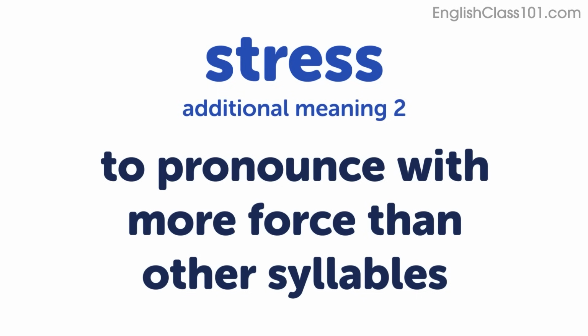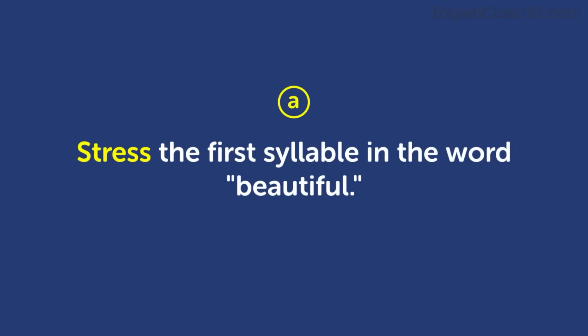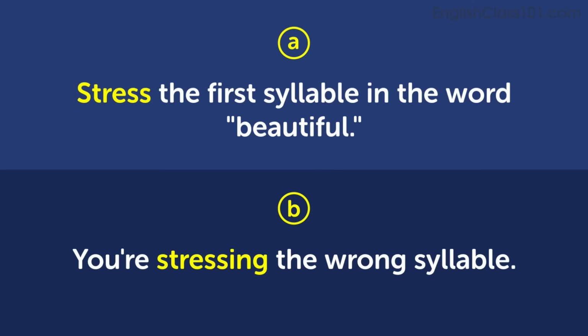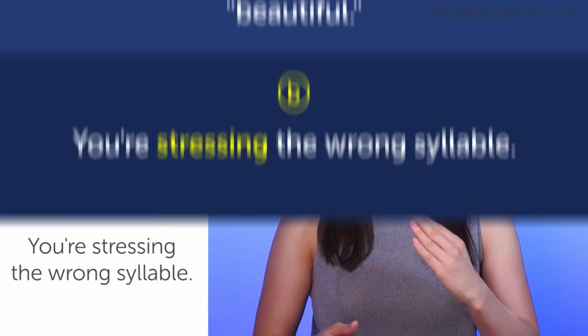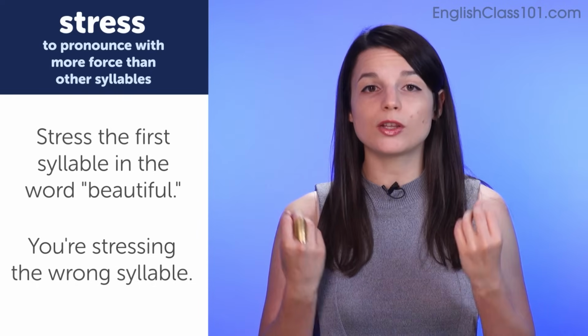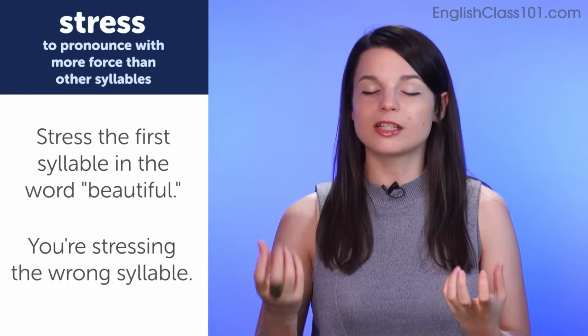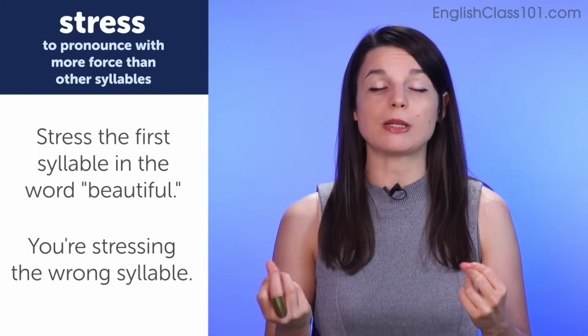The second additional meaning is to pronounce with more force than other syllables. Some examples. Stress the first syllable in the word beautiful. You're stressing the wrong syllable. So this use of stress means emphasize, yes, but we use this when we're talking about speech. So there are different parts of words that we stress or that we emphasize when we're speaking.